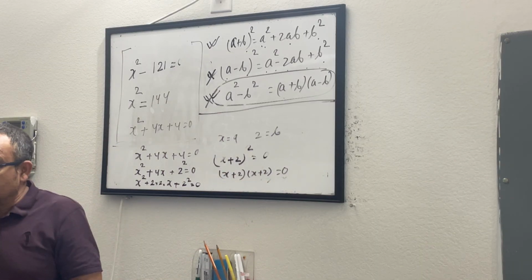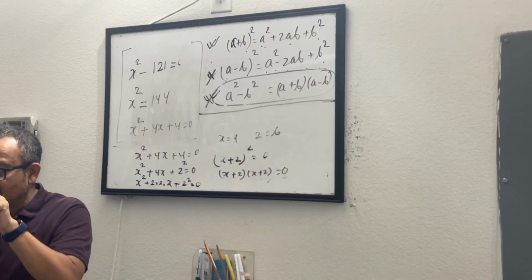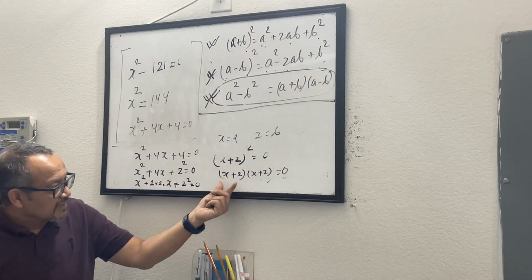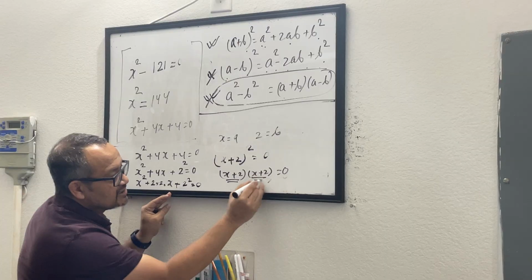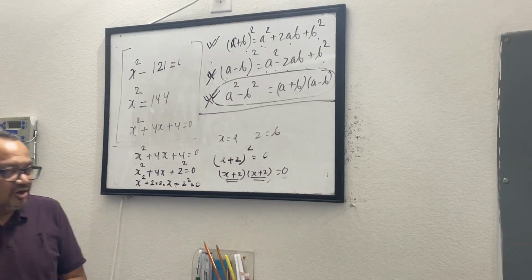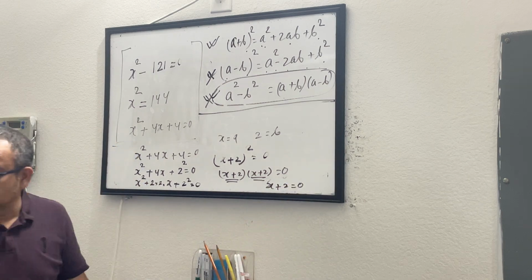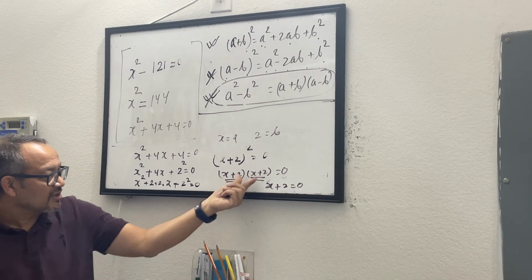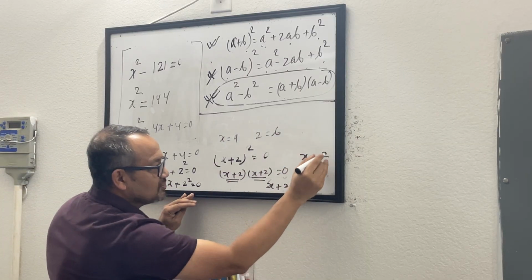Either I am Biren or I am Biren. I am saying the same thing. I am only Biren. There is only one name for me, correct? (x plus 2) times (x plus 2) equal to 0. That means either this is 0 or this is 0. Both are the same thing. So I am saying in simple terms, x plus 2 is equal to 0. That's it. There is only one scenario. This one is 0 or this one is 0. Both are same thing. That means x is equal to minus 2.